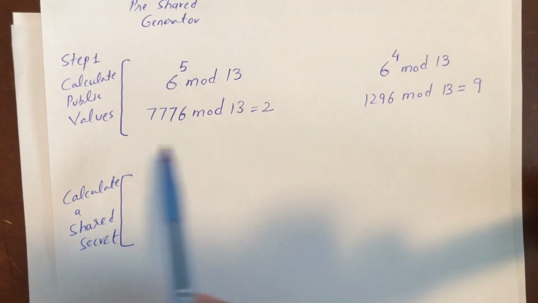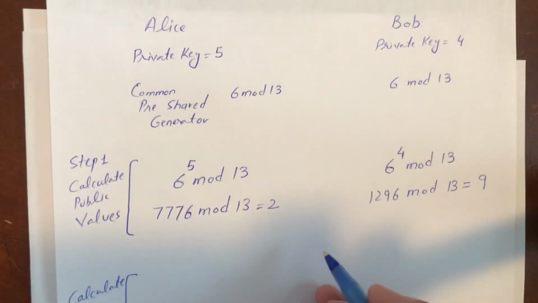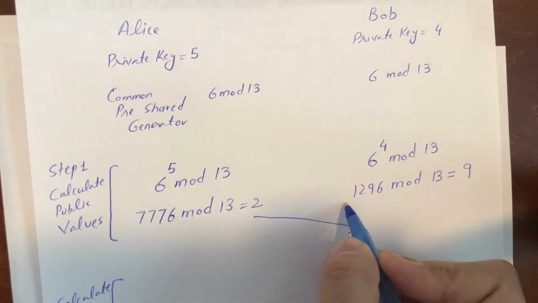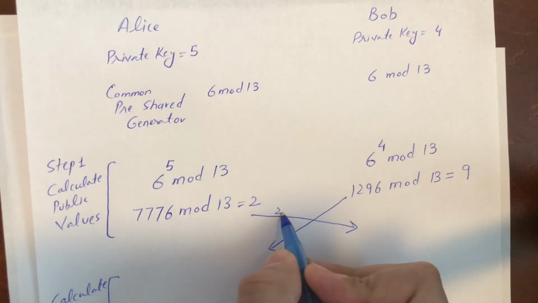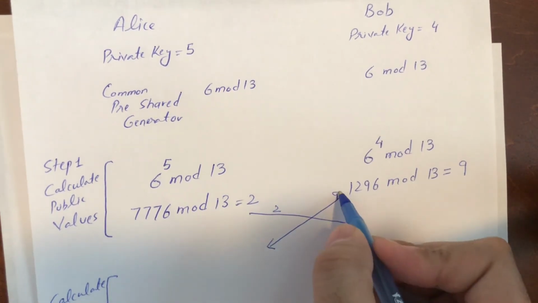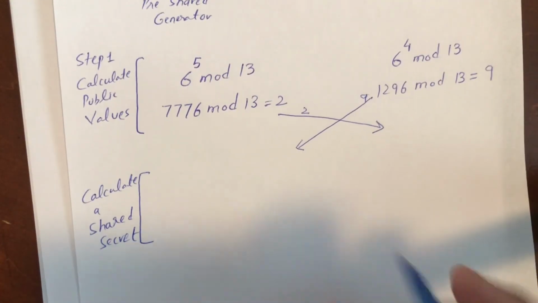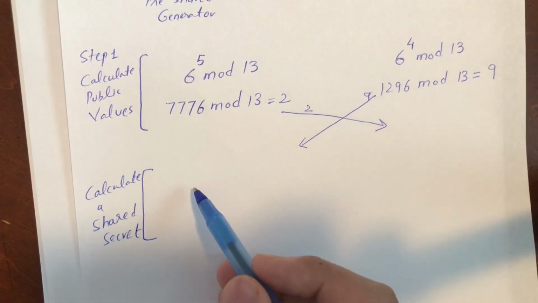So now these are the public values. What's going to happen? Alice will send this public value to Bob, and Bob will send his calculated value to Alice. So 2 will go to Bob and 9 will go to Alice. Once Bob receives this public value, and Alice receives the public value from Bob, they move to the next step.